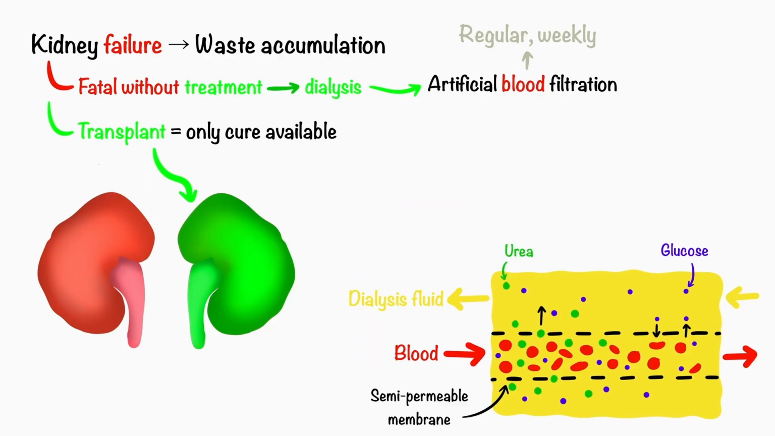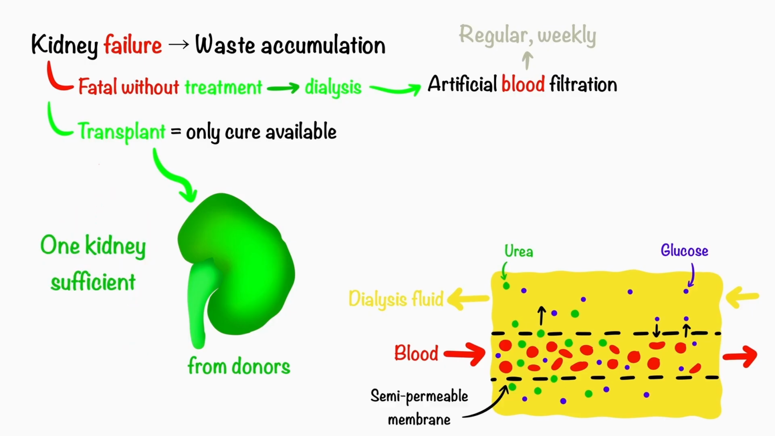The alternative treatment is a kidney transplant, which is currently the only cure for kidney failure. Healthy kidneys for transplant typically come from people who have died suddenly and were on the organ donor register or carried a donor card. Kidneys can also be donated by living people, as we only need one functioning kidney to survive. However, there is a small risk to the person donating the kidney.